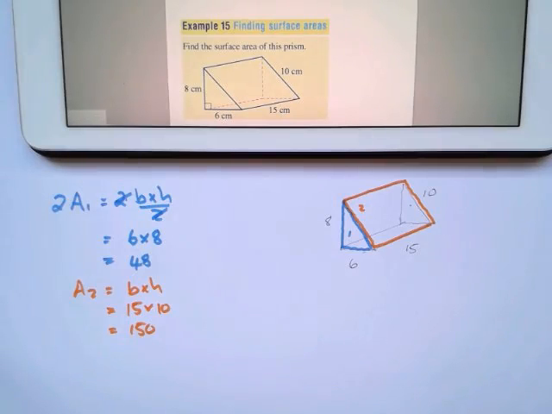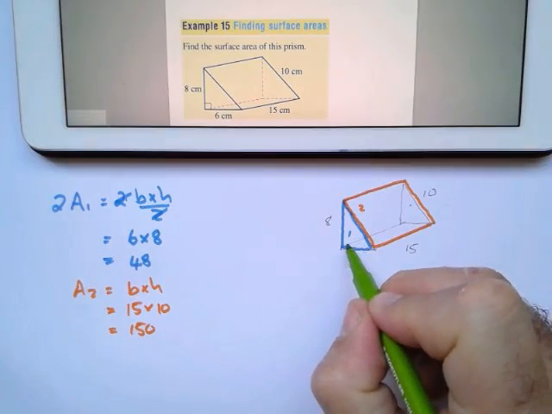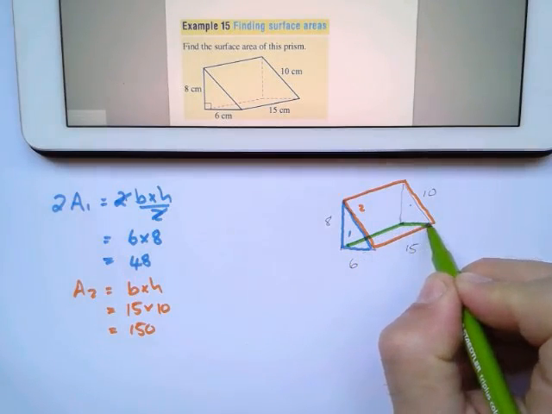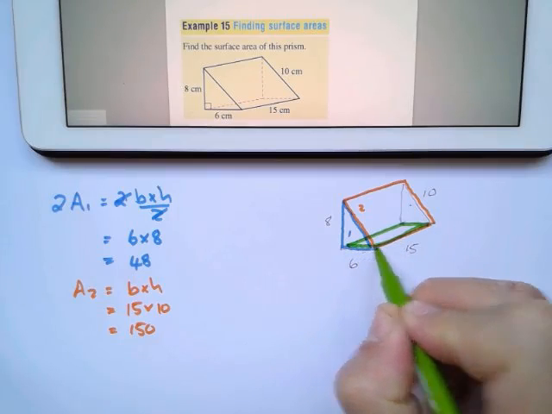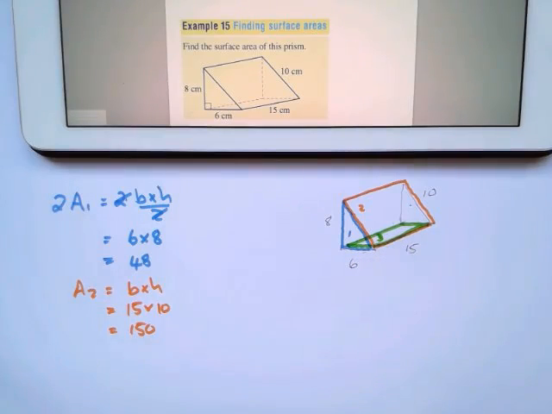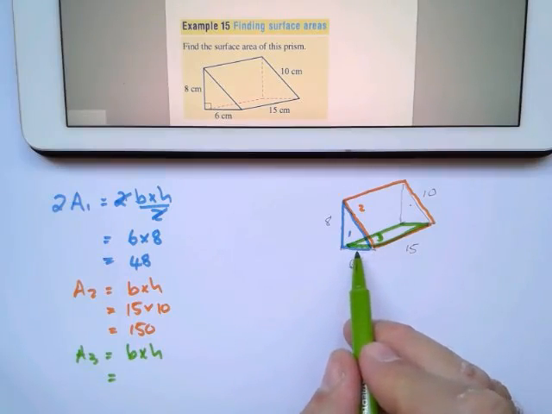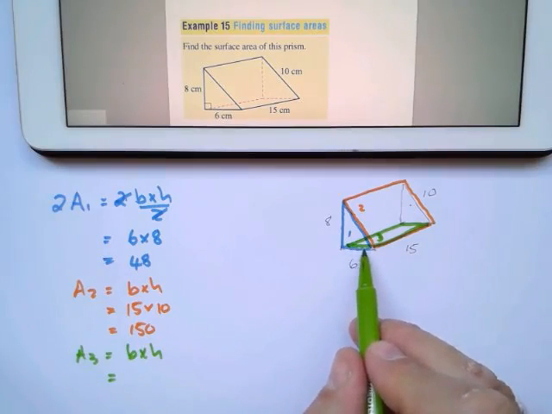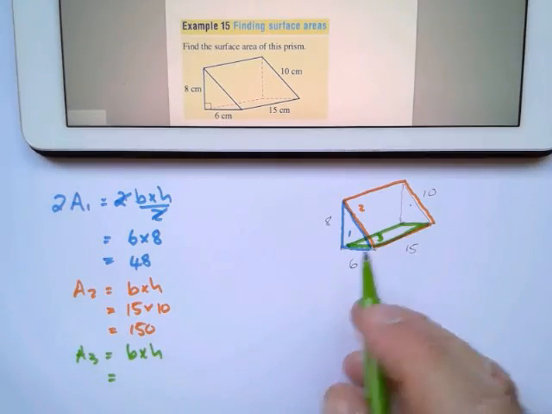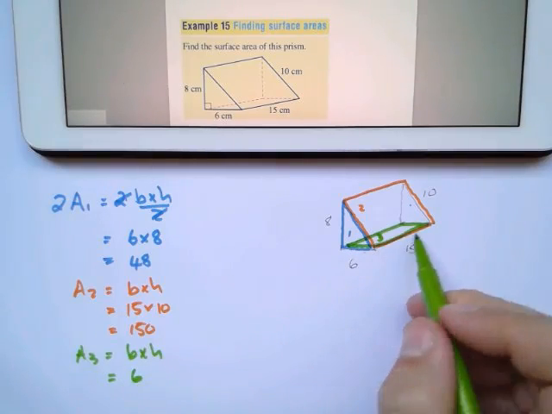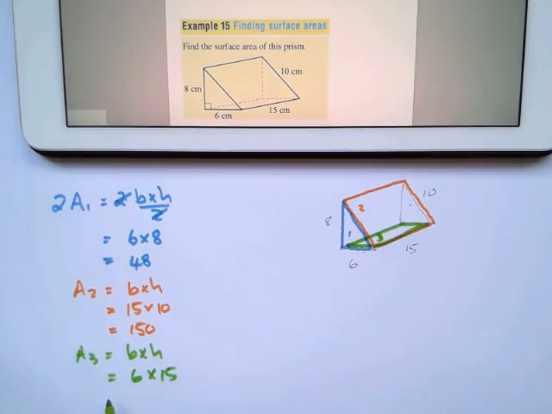I'll do it later. My second rectangle will be this one at the back, so it will be that one. Okay, that will be 3. So I'll say area 3 equals base times height, because it's a rectangle. The base of the breadth, length times width, same thing. That's 6 times 15. 6 times 15 is 90 centimeters squared.